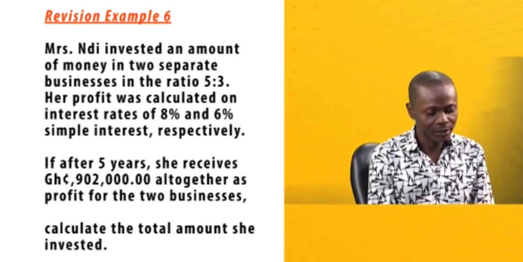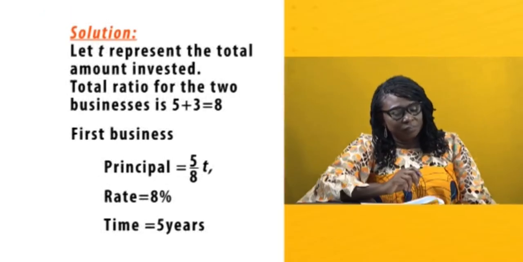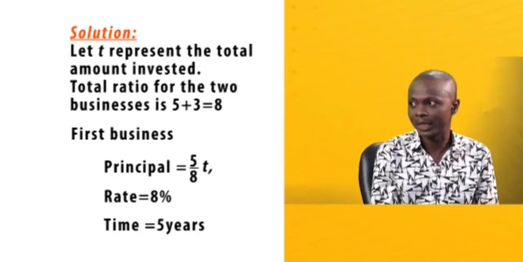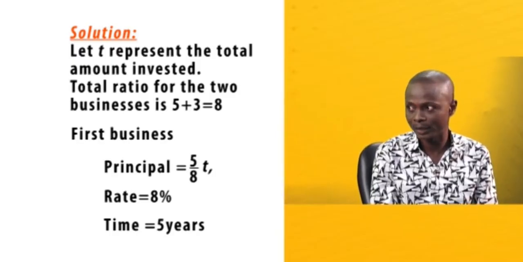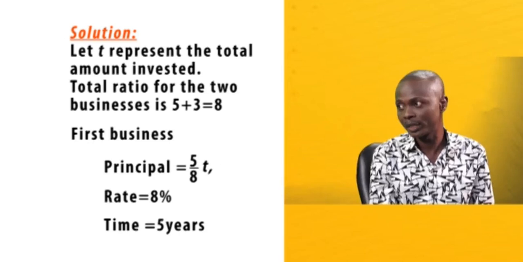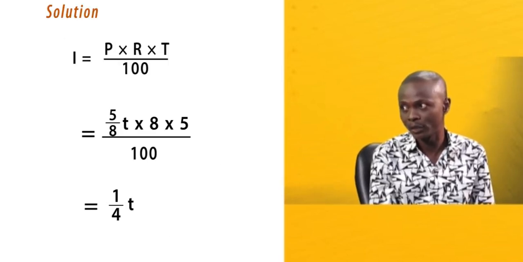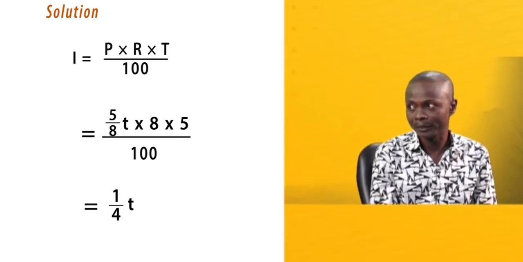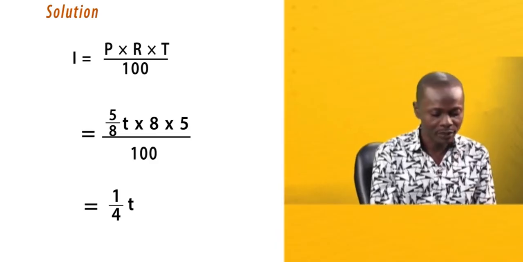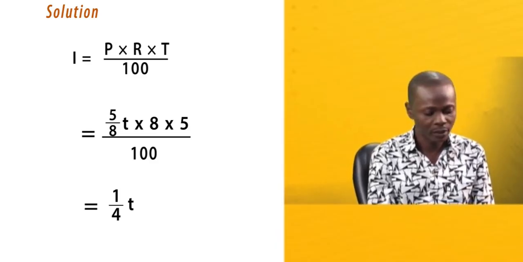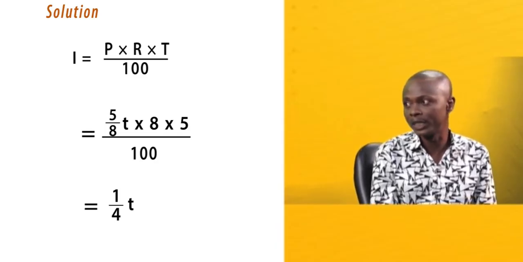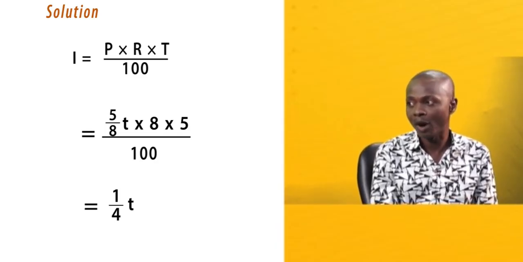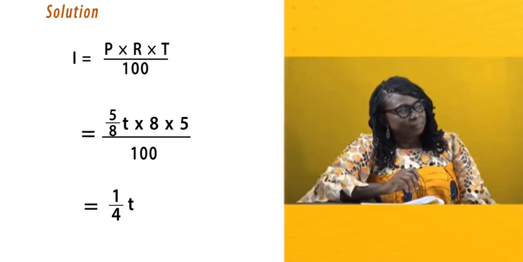We have, for the first business, a principal of 5/8 T at a rate of 8% for a period of 5 years. By the simple interest formula, principal times time times rate over 100, we have 5/8 T times 8 times 5, all divided by 100, which will give us a quarter of T, or 1/4 T. 1/4 of the total investment was accrued as profit for the first business.